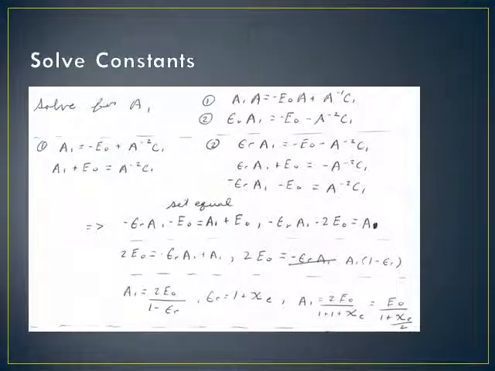Okay, now we're going to solve for the constants. So A1 a equals negative E0 a plus a inverse c1, and epsilon r A1 equals negative E0 minus a to the negative 2 c1. We're going to manipulate these equations, push them around, just as it's listed here. You can see clearly how that goes. And right down here, we solve for A1, and we have E0 over 1 plus chi e over 2.